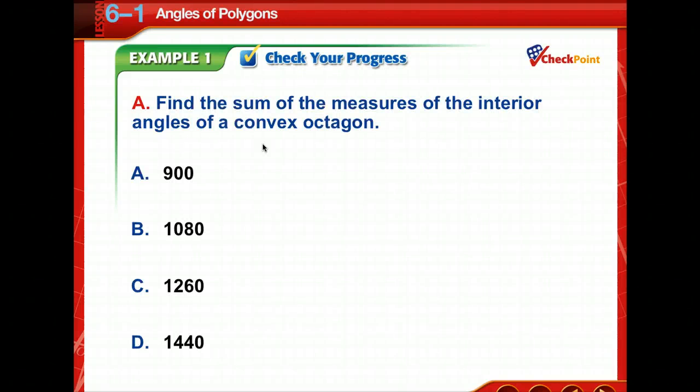Okay, time for you to check your progress. So here's the first of the check your progress. Pause the video for a moment, and then come back and check your answer. Did you get 1,080? You need to find out how many sides an octagon has, which is 8. 8 minus 2 is 6, and 6 times 180 is 1,080. Very good.